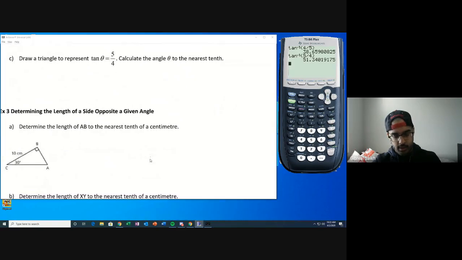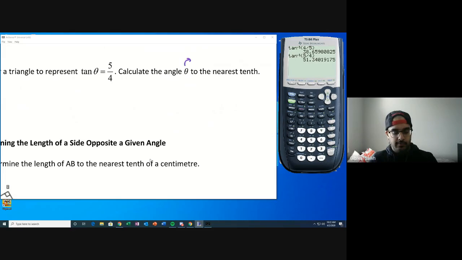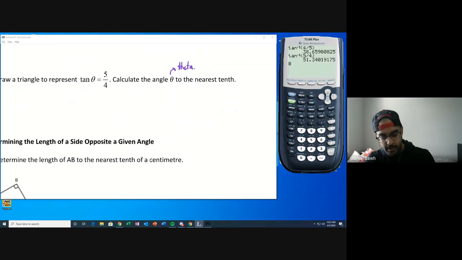Okay, part C, we're actually asked to do something a little different. We're asked to draw a triangle now that represents this ratio. Calculate the angle in question, so theta again, to the nearest tenth. Okay, so that variable again is the Greek letter theta. You might see another one in certain applications if there's two. It looks like this. That's phi. So theta and phi are just two Greek letters we usually use for angles.